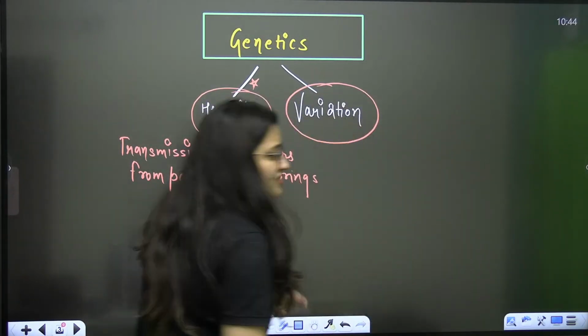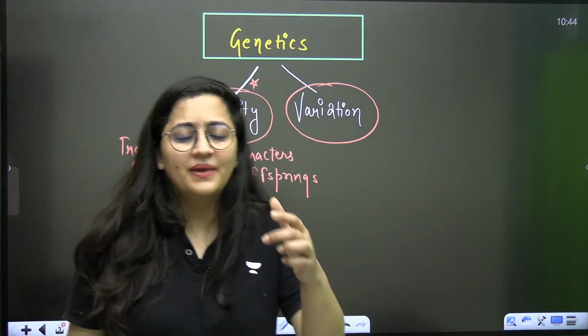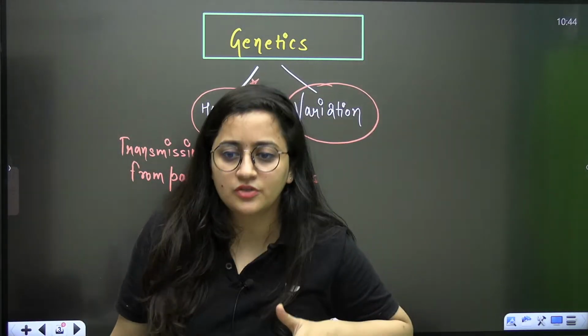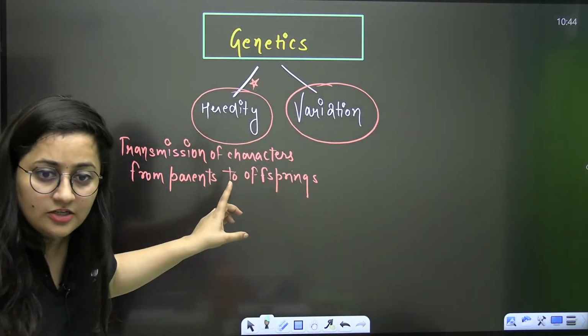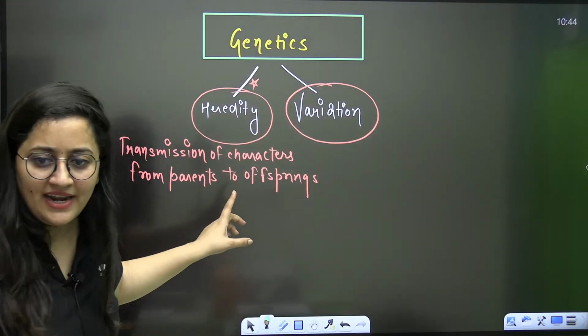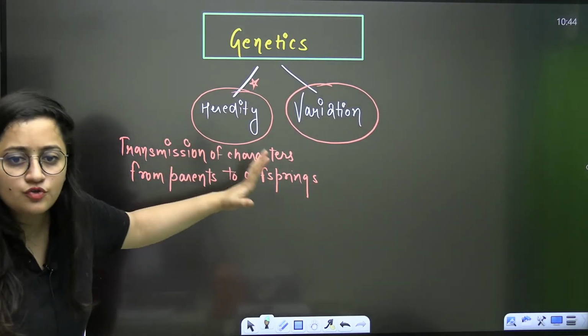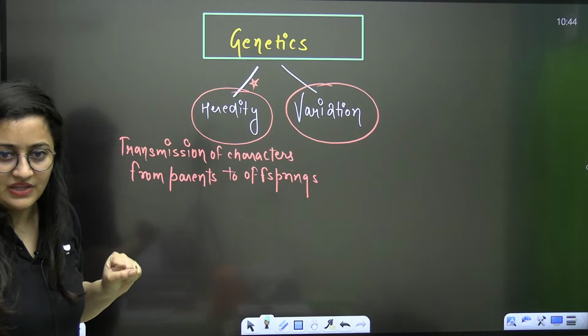Now see, one thing is justified. I told you, like begets like. Humans are going to give birth to humans only. Dogs are going to give birth to dogs only. But basically this transmission of characters from parents to offspring is heredity.